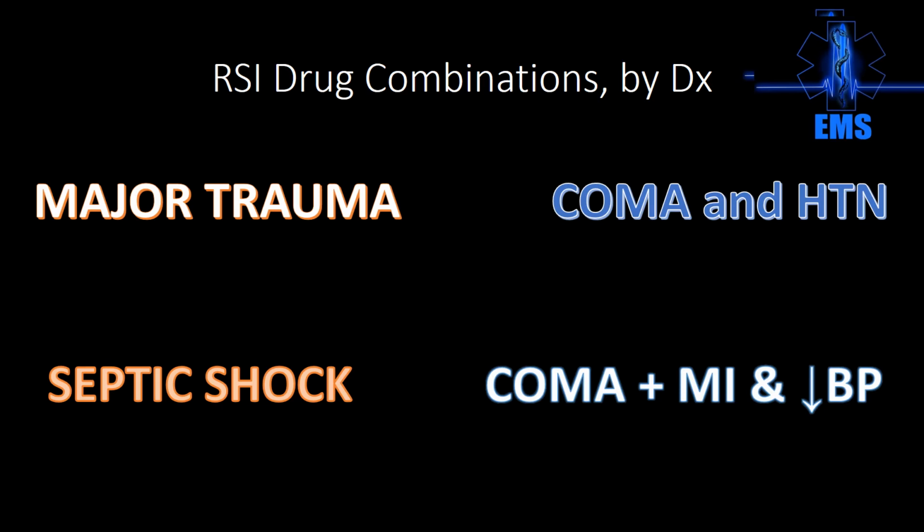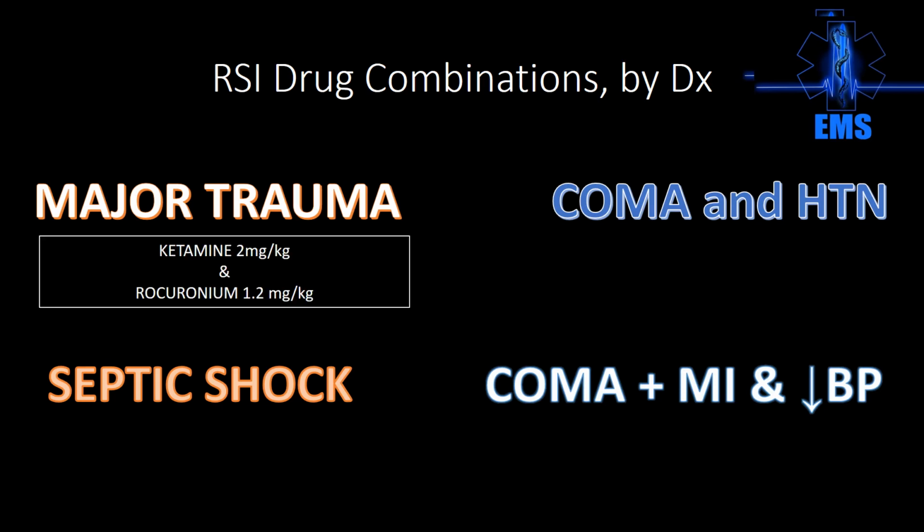So, RSI drug combinations by diagnosis, major trauma. I'll give you guys a chance to think about what you would use, but my prescription for major trauma is rocuronium and ketamine. And this largely comes down to the idea that I want to protect the patient, and there's always that risk of hyperkalemia with crush injury or with massive fluid shifts, so I prescribe rocuronium.